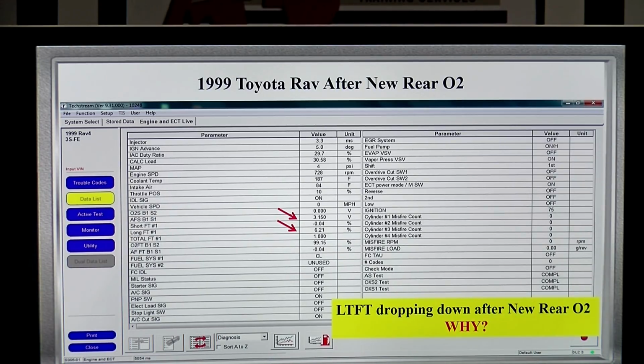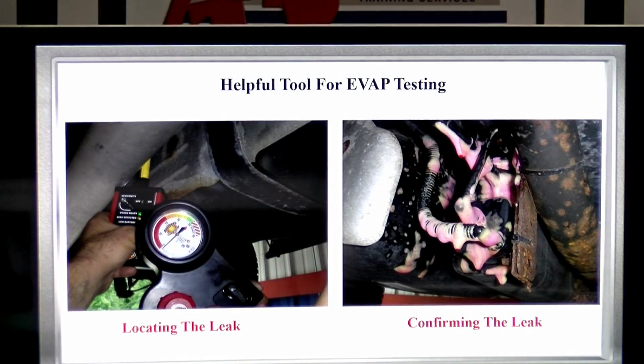The long-term fuel trim was an issue due to the rear O2 sensor. If you see your rear O2 sensor not moving, always go brum, brum, brum, hit the pedal and go brum, brum, brum, so you see if the rear O2 oscillates or not. This is not an air-fuel ratio sensor in the rear. It needs to oscillate. So the fix here was replacing the rear O2, and this vehicle was running great after that.